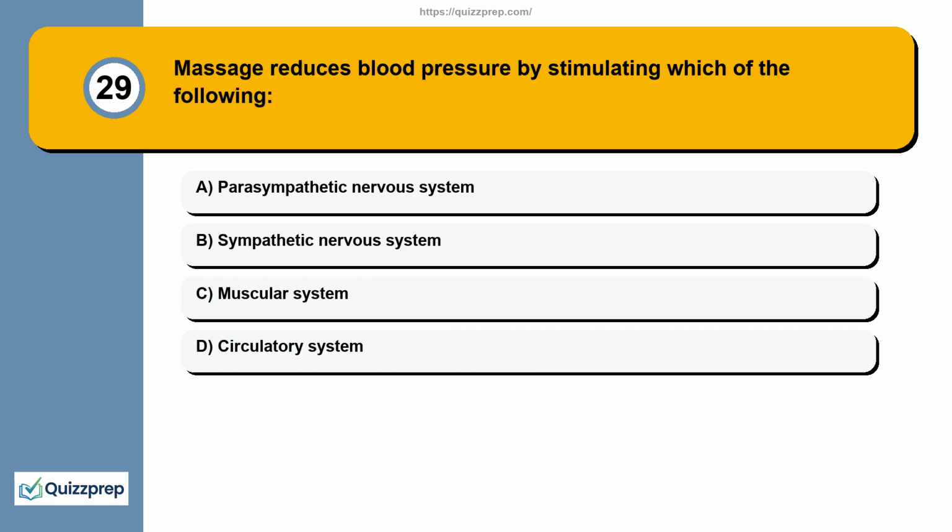Question 29. Massage reduces blood pressure by stimulating which of the following? Parasympathetic nervous system, sympathetic nervous system, muscular system, circulatory system.